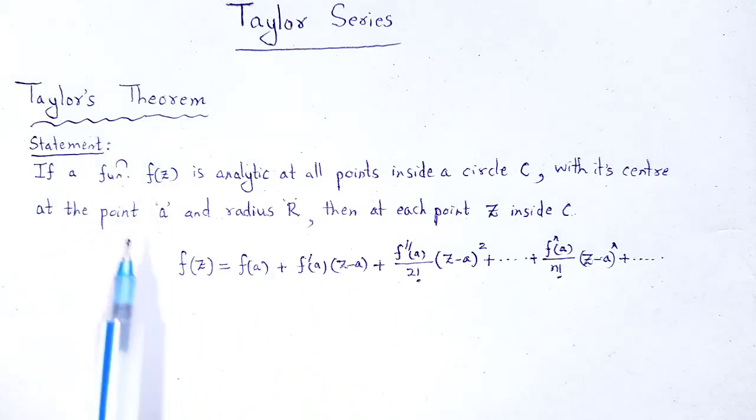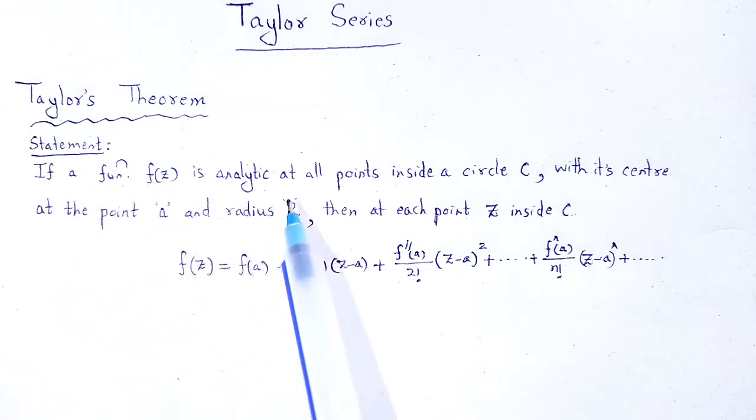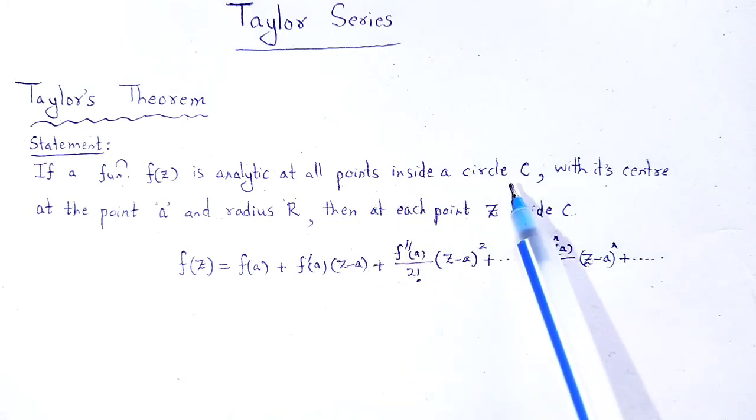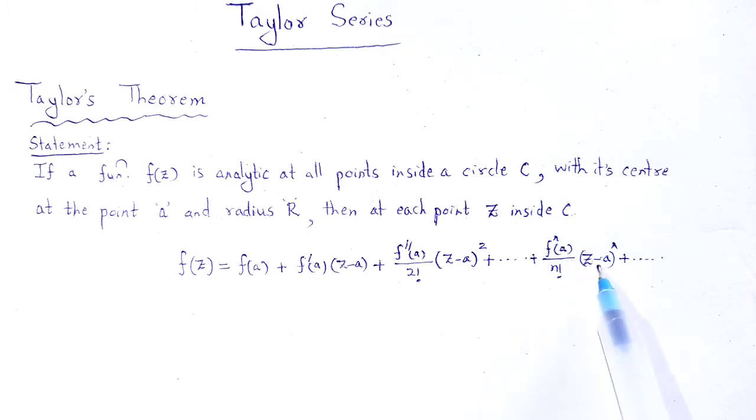Taylor's theorem statement: if a function f of z is analytic at all points inside a circle C, with its center at point A and radius r, then at each point z inside that circle C it is expanded as f of z is equal to f of a plus f dash a, first order differentiation at point A, times z minus a, plus f double dash a divided by 2 factorial times z minus a squared, plus up to nth order differentiation of that function at a divided by n factorial times z minus a to the power n, plus dot dot dot.